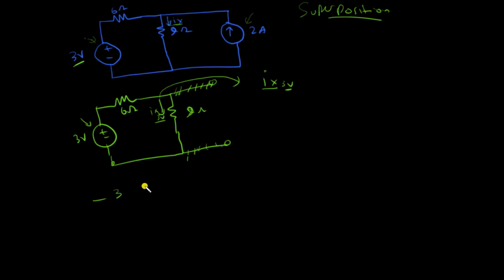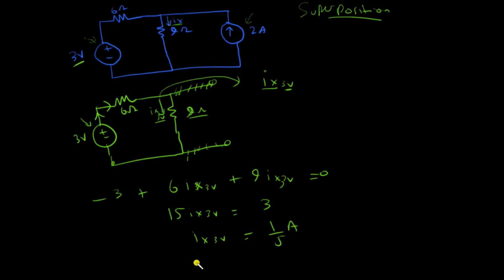There's the -3, and then I can write plus 6 Ix3V, which is the current flowing through the circuit, because there is no other direction for the current to go. And then there's the 9 ohms resistor and Ix3V. So the entire circuit has clearly changed due to the removal of the current source. So I can just solve this now and get an answer of Ix3V is equal to 3, and Ix due to the 3 volt source would be 1 divided by 5 amps.